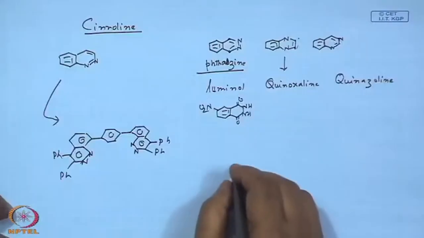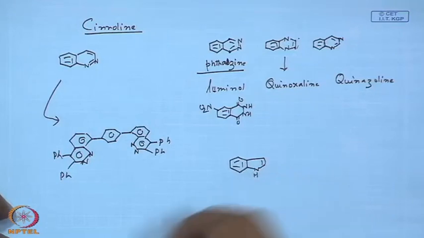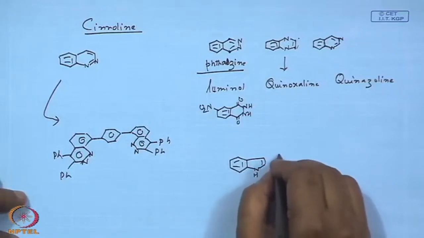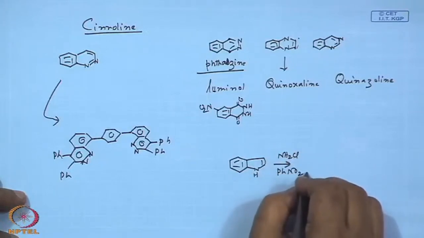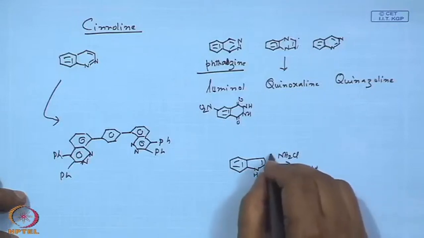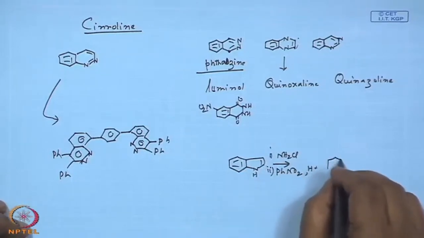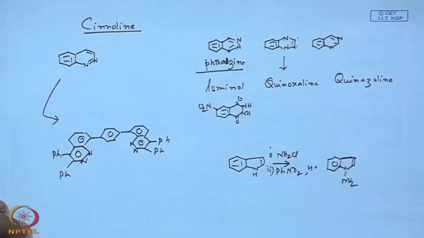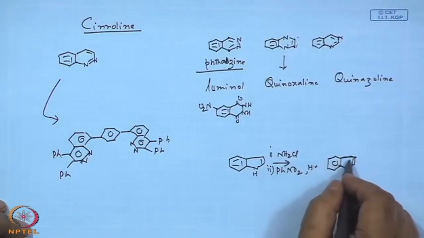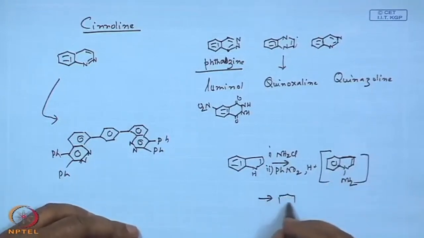So now, how to make it? One of the classical ways to access this sort of material is a ring expansion of indole again. Indole. Now, if you treat this with NH2Cl and nitrobenzene in the presence of heat, I think this is the first step, and this is the second step, and you can guess what happened. It first forms this N-amino, and then this is the enamine part, and then that would hydrolyze to this hydrazine.